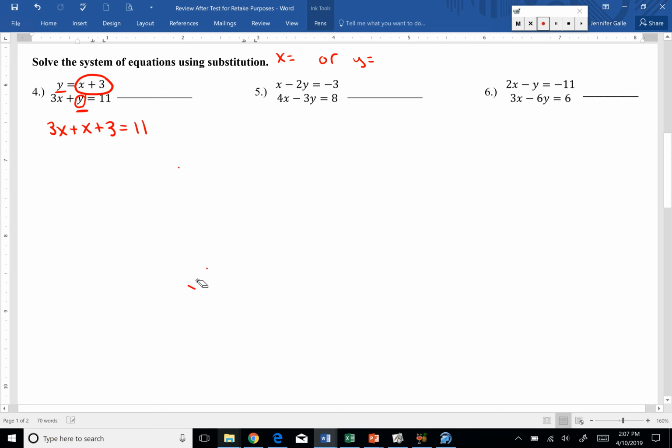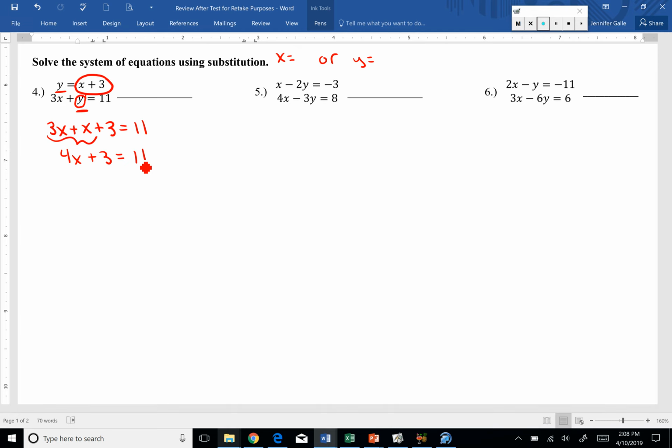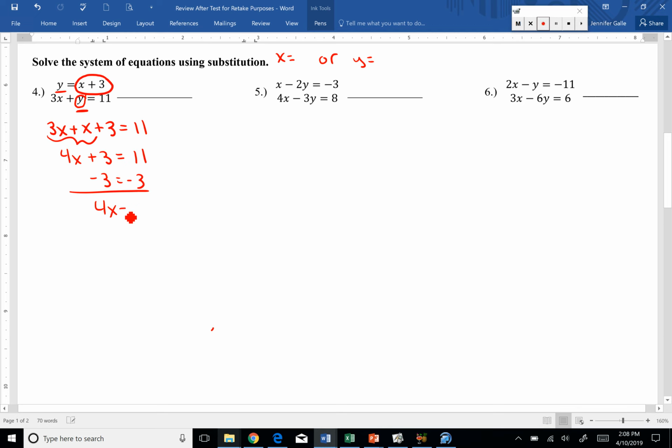So the only difference is instead of y, we have x plus 3. Everything else stays the same. Now from there, I just have to solve my equation. Combine like terms. If I combine like terms that are on the same side of the equation, I keep the signs the same. So this is 3x plus 1x. So we just get 4x plus 3 equals 11. From there, guys, we just have a two-step equation to solve. Subtract our 3. And then divide by 4.